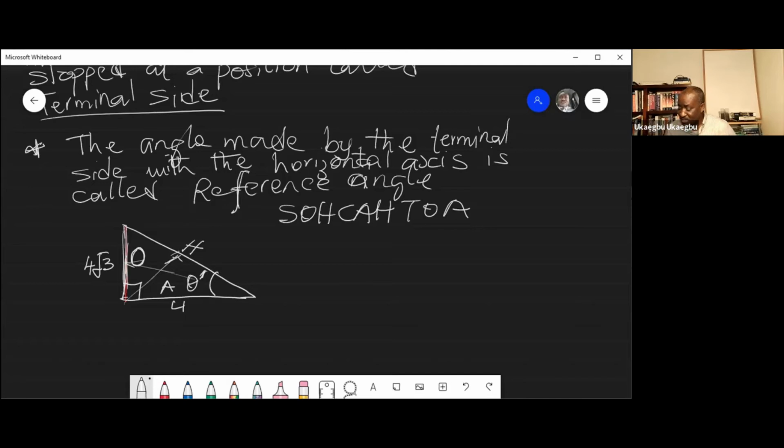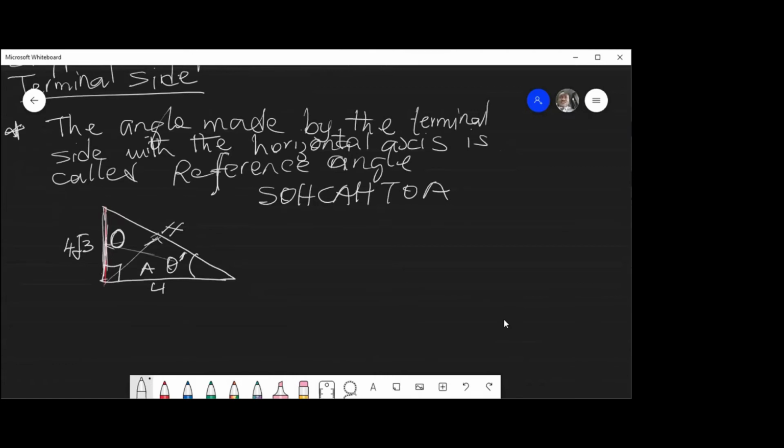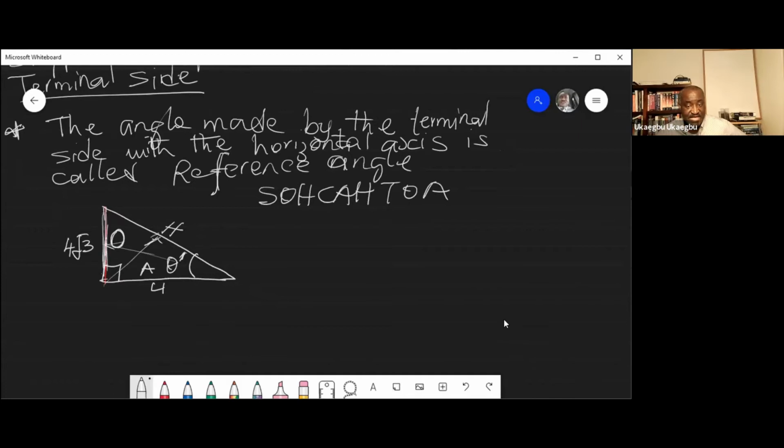Okay, so now look at your SOHCAHTOA. Which of these trigonometric ratios can we use in order to get the angle? Is it sine, cosine, or tangent? Tangent. That's correct. It is tangent because tangent has opposite and also has adjacent. So you can correctly say that tangent of theta prime is equal to the opposite divided by the adjacent, and this is equal to 4 square root of 3 over 4.